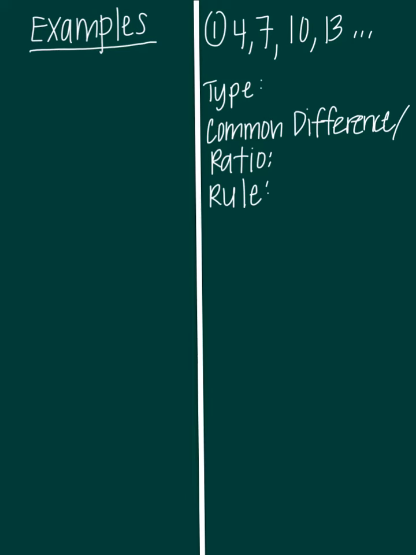Let's try an example. It's number 1. We have 4, 7, 10, 13, and the 3 dots indicates that the pattern continues. Alright, so it asks for type. Be familiar with this type of setup because you'll see something like this on your test. So this would be an arithmetic sequence.